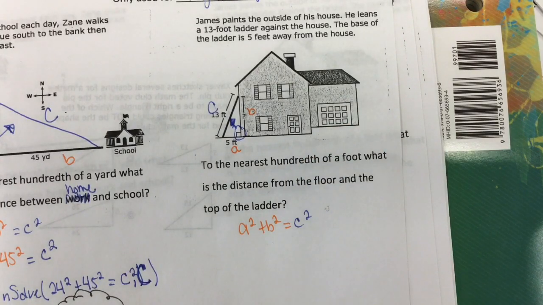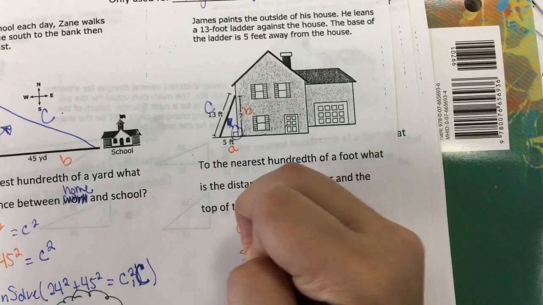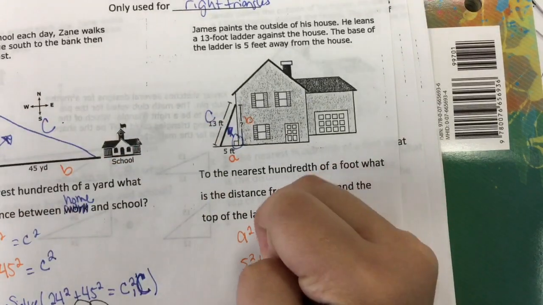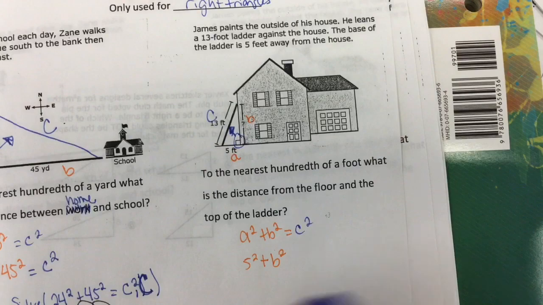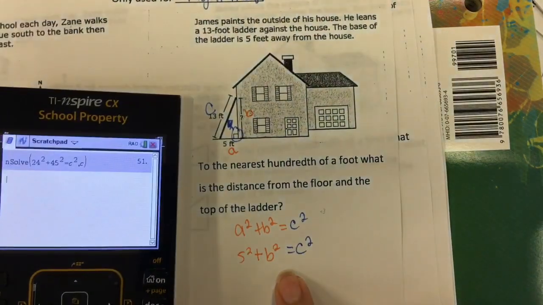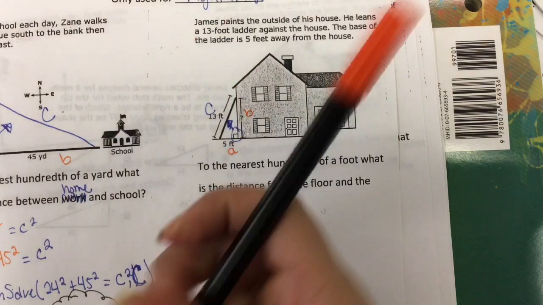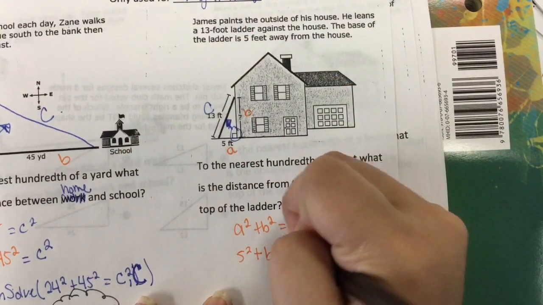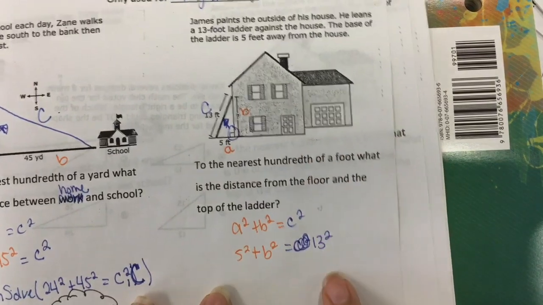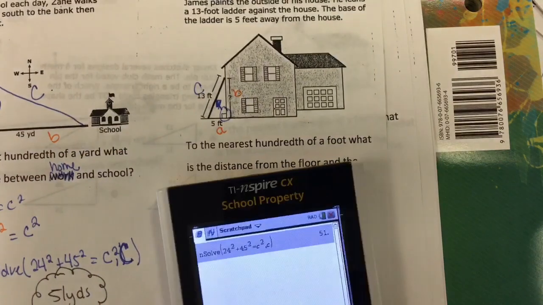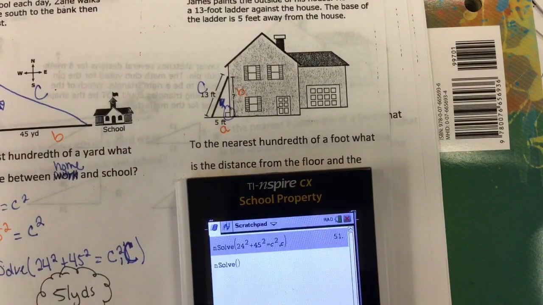Instead of A, I can plug in 5, so we're going to put 5 squared plus, now I don't have anything to plug in for B, so it's going to stay B squared. Sorry, not C squared, we have a number for C. C is 13, so it's going to be equals 13 squared. So 5 squared plus B squared equals 13 squared. So menu 3-1.